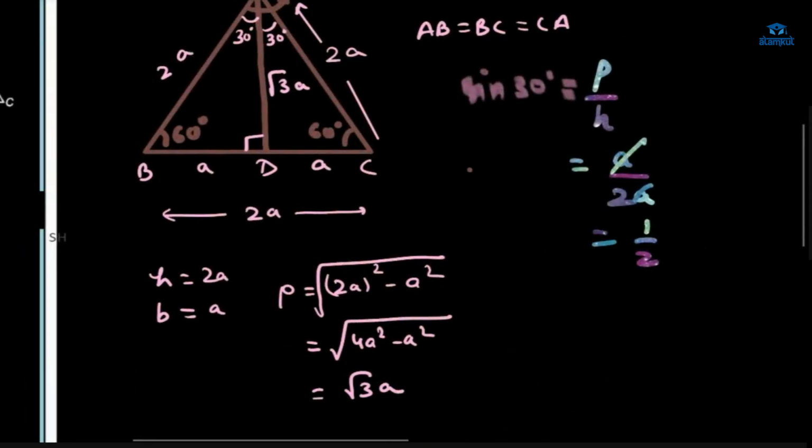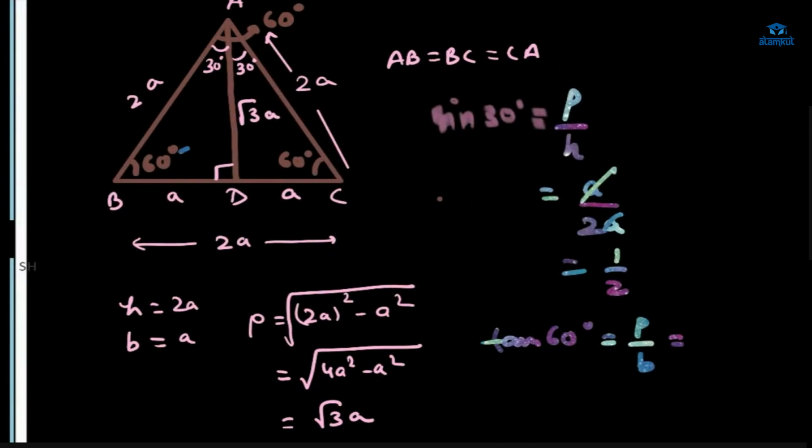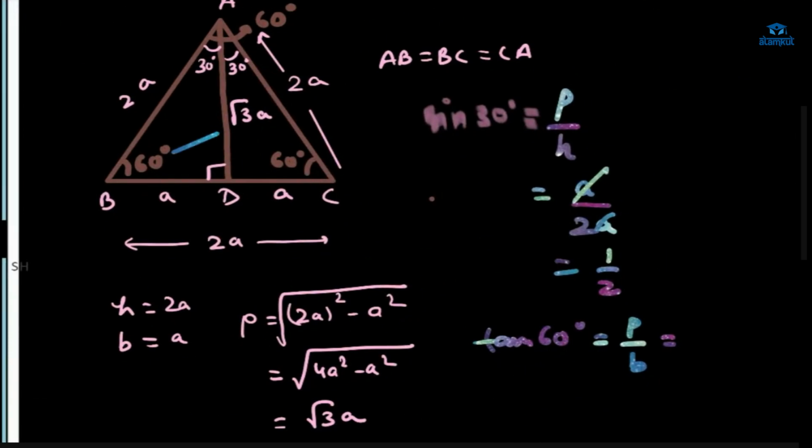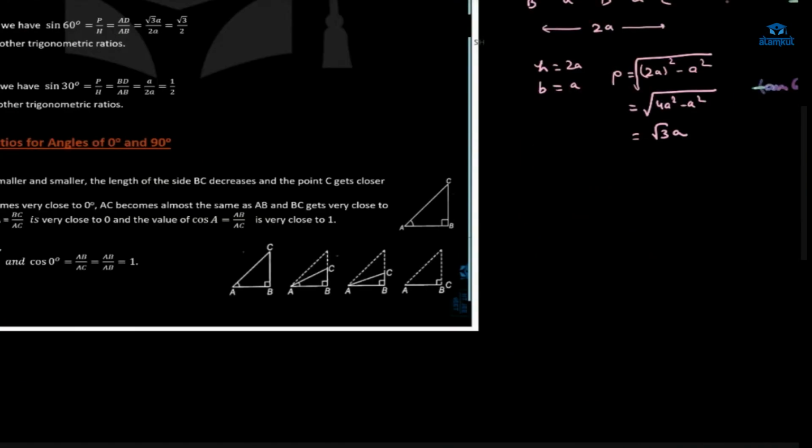If you consider tan 60 degree, it will give us P by B. For this, perpendicular is AD, because the side that is opposite to the 60 degree is root 3A, and B is the adjacent side, which is A. So A will get cancelled and it will give us root 3. Yes, ma'am. Likewise for 0 and 90 degree.